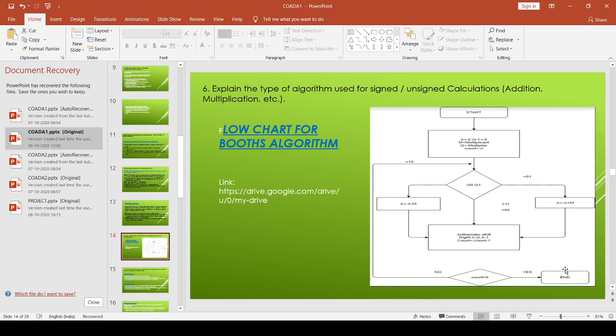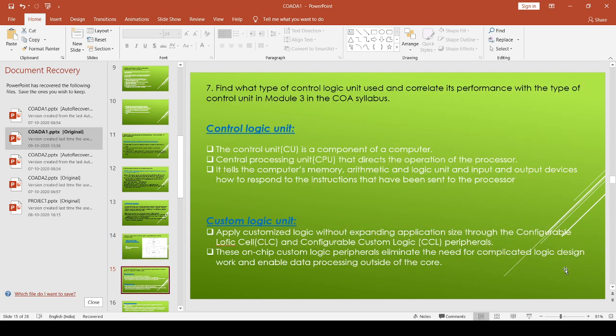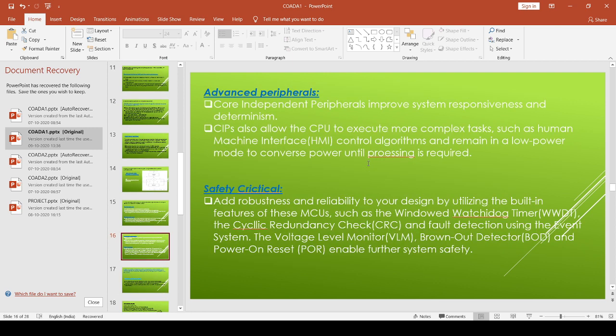This is the flowchart for the Booth algorithm for unsigned addition and multiplication. This is the control logic unit. The control logic unit is a component of the computer's central processing unit, which directs the operation of the processor. It tells the computer's memory, arithmetic and logic units, and output devices how to respond to instructions that have been sent to the processor.